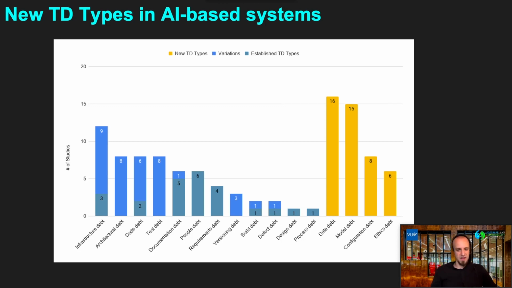Finally, the last new debt type we identified is ethics debt. So deficiencies around the ethical aspects of AI-based systems, such as algorithmic fairness, prediction bias, or lack of transparency and accountability. Given the deep embedment that this type of debt can have in the AI-based system, this debt type can lead to complete restructuring and retraining of AI models, or even to legal consequences.